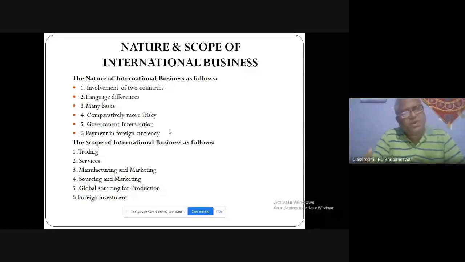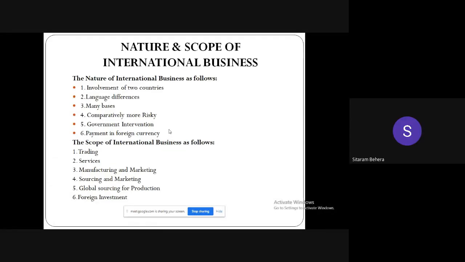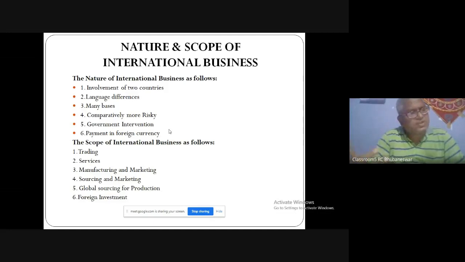For example, if you talk about Maruti and Suzuki, Suzuki is a Japanese company, and different Japanese business houses have opened their doors to trading their activity, and also service.